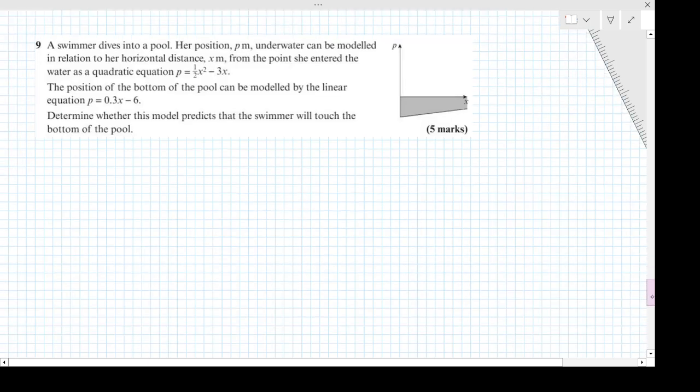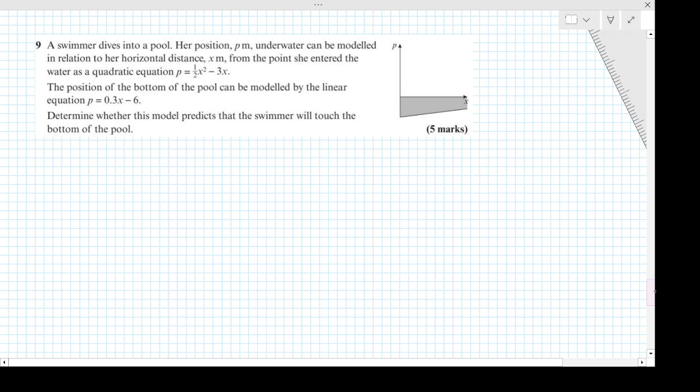So we are told a swimmer dives into a pool. Her position, p meters underwater, can be modelled in relation to a horizontal distance. So x is the horizontal distance and p is her position underwater. Okay, and it's given by the quadratic equation p = 1/2 x squared minus 3x. Now they've not sketched this because there's no quadratic. We could though, I guess. But let's read the rest of the question.